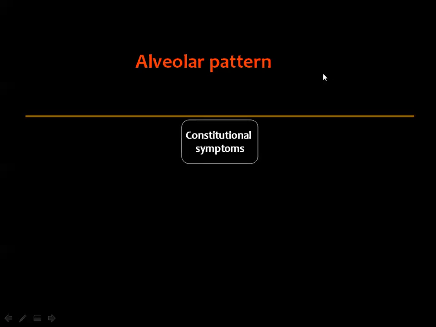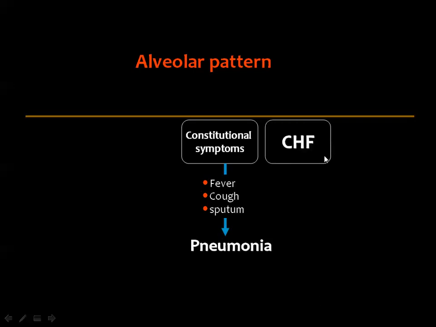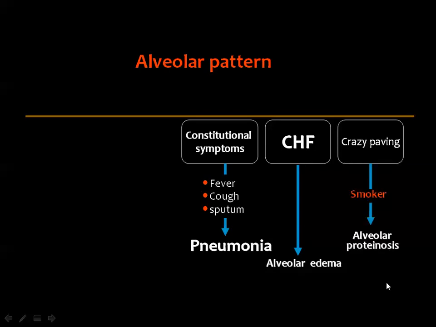Then we come to the alveolar pattern. If the patient has multiple patchy opacities and constitutional symptoms like fever, cough, and sputum, then the diagnosis will be pneumonia. If the patient is known to have congestive heart failure, then the diagnosis will be alveolar edema. If the patient shows crazy paving and is a smoker, then you diagnose alveolar proteinosis.